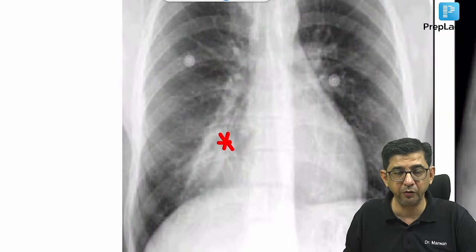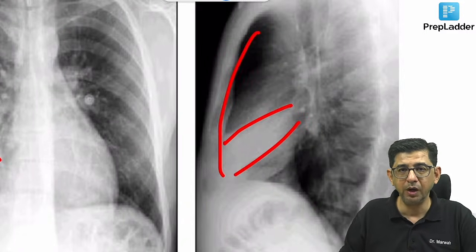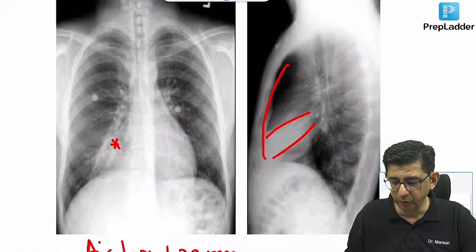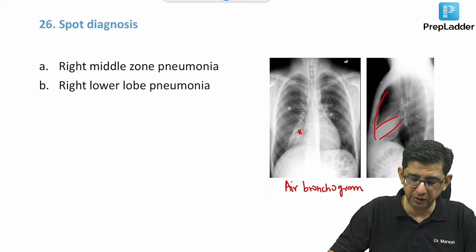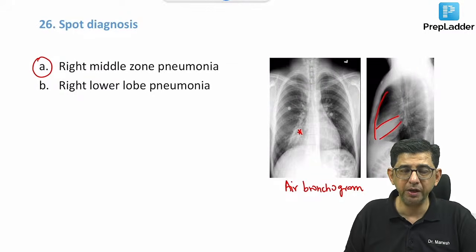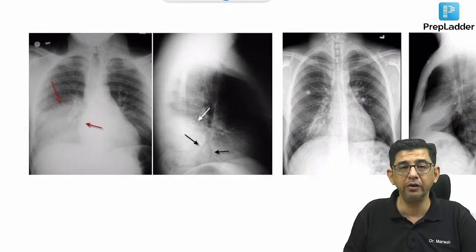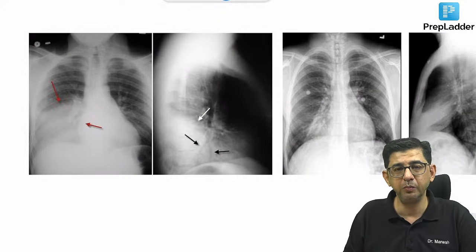So characteristic Silhouette sign. And then what you can check out is that the shadow is aligned with the middle lobe of the patient. So this would be RMZ, that is the right middle zone pneumonia. And usually they give this question on RMZ and write lower lobe pneumonia. For lower lobe pneumonia, you'll always notice that the shadow will be present much more posteriorly.